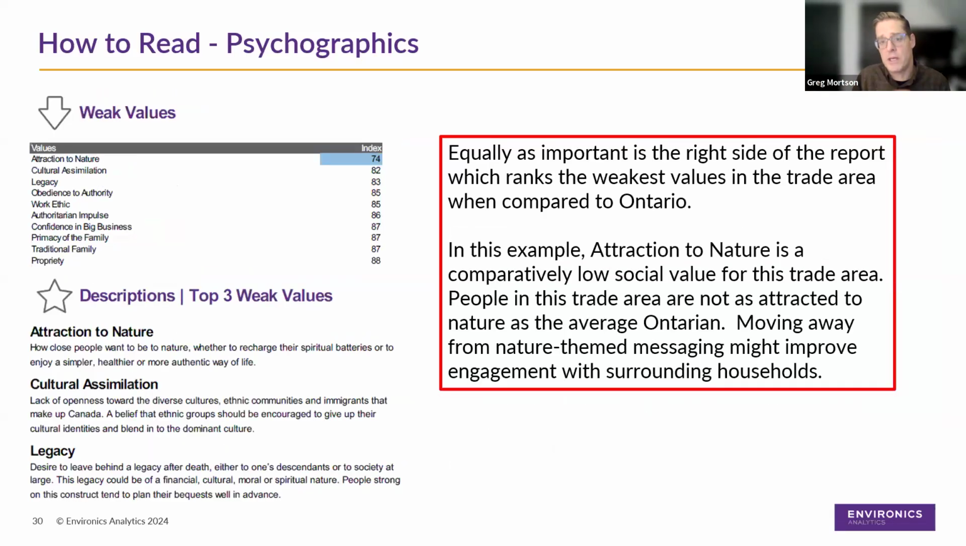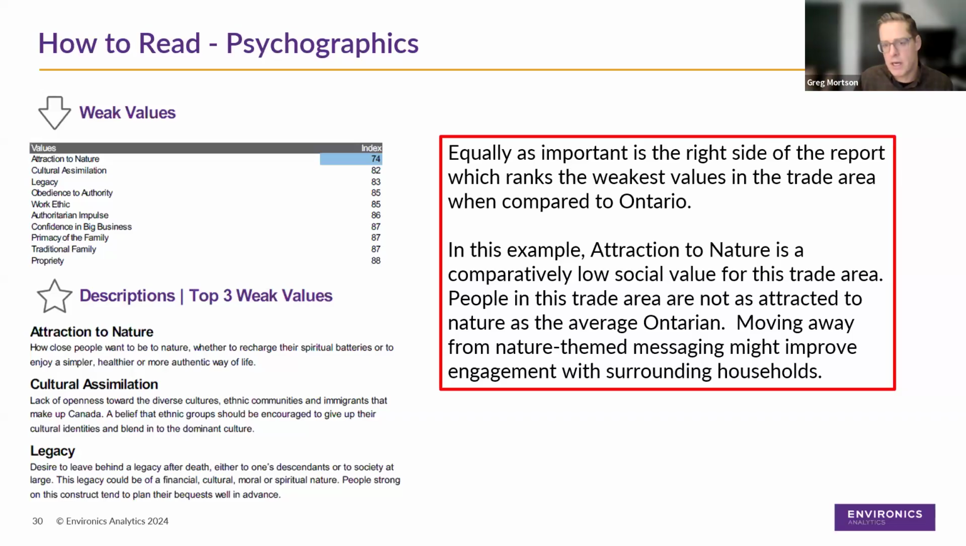And equally important are those values that people tend not to believe. So in this example, we're seeing that people really don't have that attraction to nature that we're seeing in the rest of the province. So for whatever reason, people in the trade area aren't that attracted to nature, or at least not at the same level as people from the province.